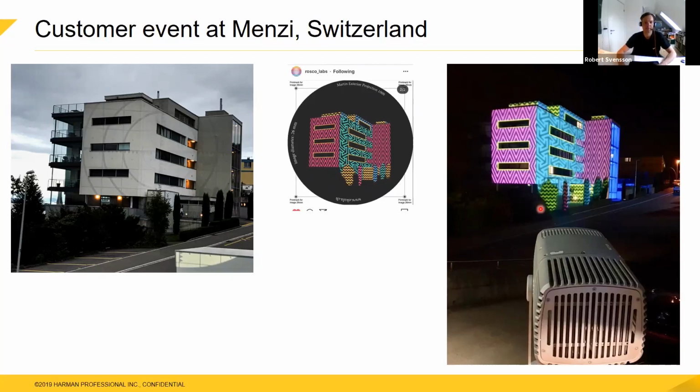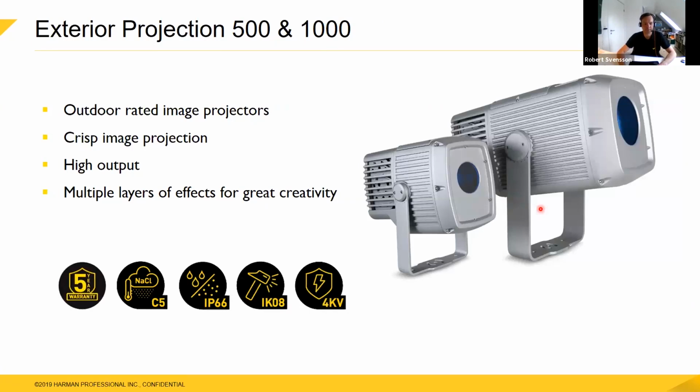So let's take a brief introduction to the two products that we have in the Martin range that can enable these kinds of solutions. So it's the Exterior Projection 500 and 1000, and both of them are fully outdoor rated. So meaning they are designed for permanent outdoor use, and of course, when you talk about outdoor use, many people will think, oh, I need to have an IP rating, and I probably need IP66.